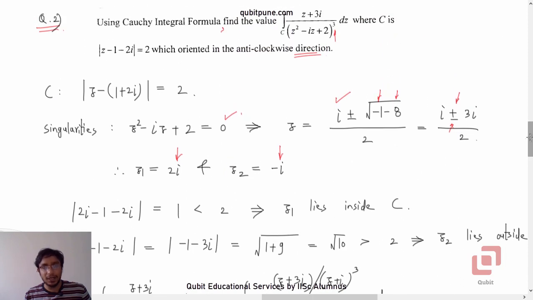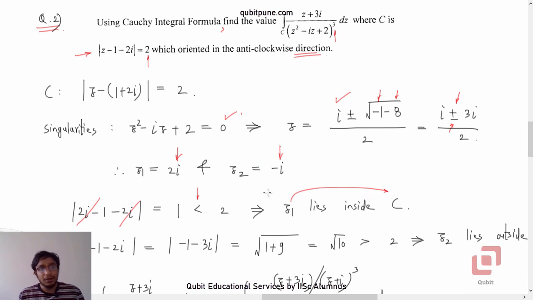Now we can easily do that by substituting z as z1 and z2 in the left hand side of the equation of the curve C. If we get a number which is less than this number, it means that the point lies inside C. So let us now do it for 2i. 2i minus 2i will get you 0, and mod of minus 1 is 1, which is less than 2, so z1 lies inside C. So we can definitely not apply the Cauchy's integral theorem.